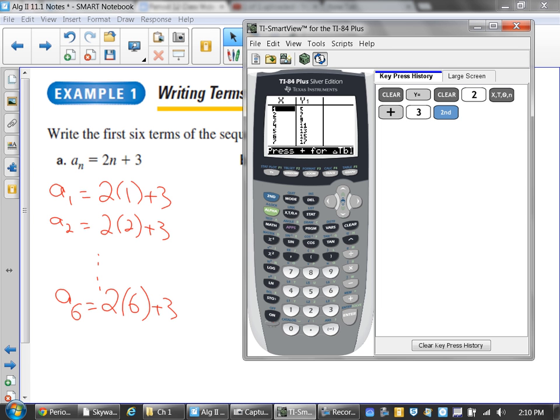I want you to press second window. I want you to start your table at 1. Change it to 1. Okay. Change that to 1 and go back to your table. Second table. I'm at 1.